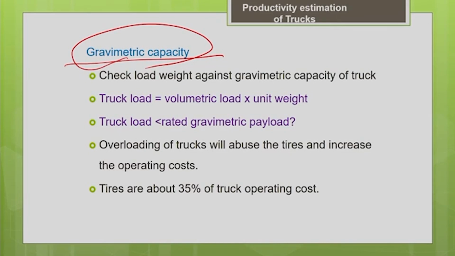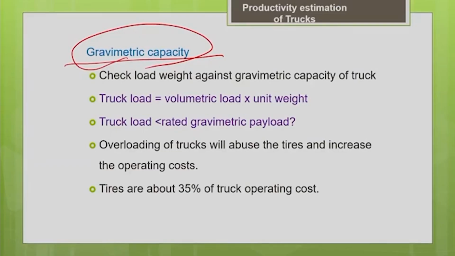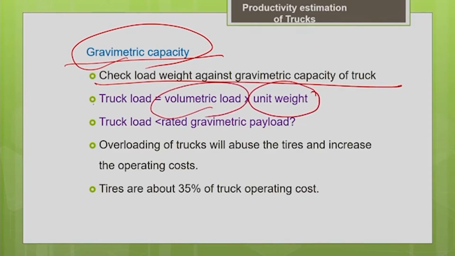Since the density of material can vary from case to case, it is always advisable to check whether the load weight is within the safe gravimetric capacity. Check the load weight against the gravimetric capacity of the truck. How to check that? For that you need to know the unit weight of your material. If you know the density of your material, you can multiply it by the volumetric load. You will get the actual weight of material in the truck, the truck load. That should be within the rated gravimetric capacity of the machine given by the manufacturer. Check: truck load is less than rated gravimetric payload.